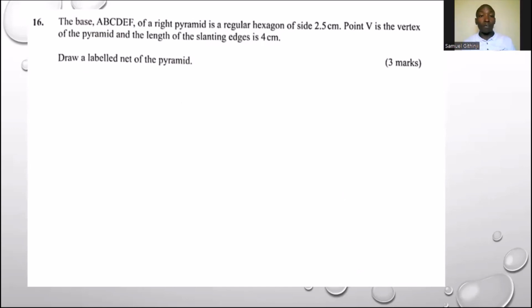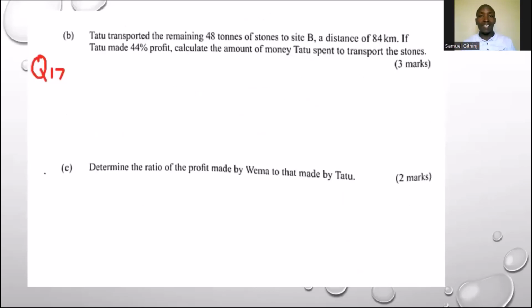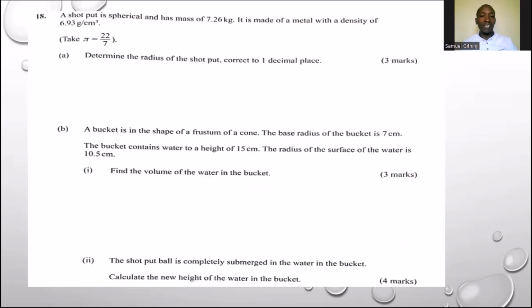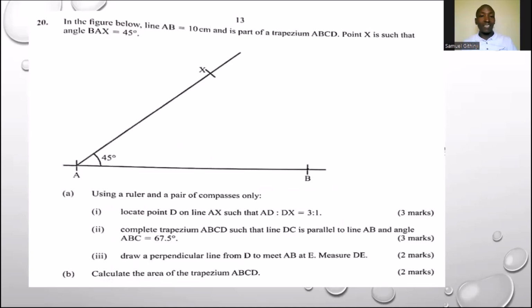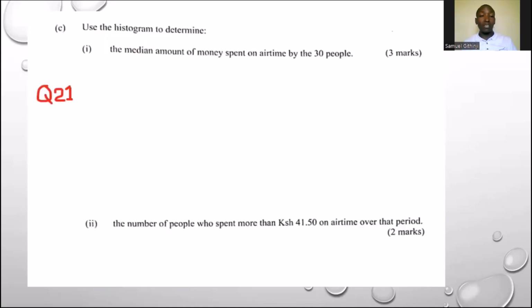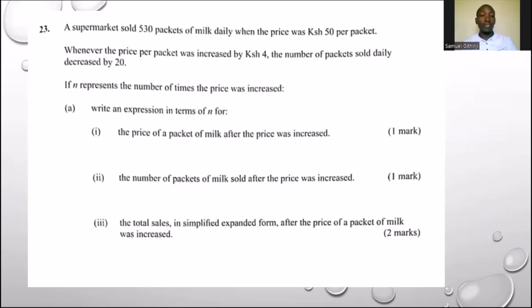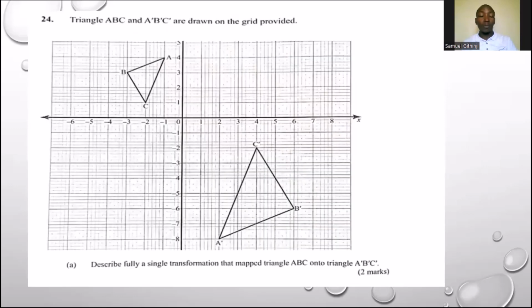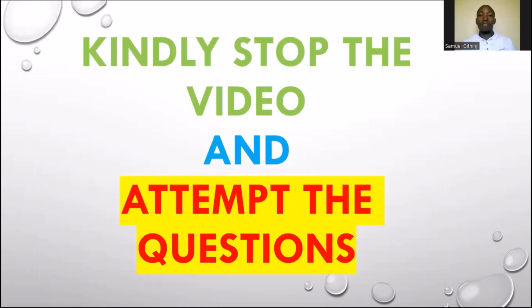But for the sake of your revision, you can go through the whole paper. That's question number 17, the first part. Question number 17 continues. Question number 18. Question number 19. Question 20. Question 21, and it continues. Question 22. Then 23, part 1, then 23, second part. Question number 24, and question number 24 part B. Well, that is the end of the paper.